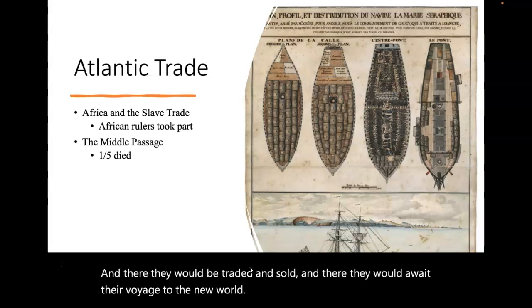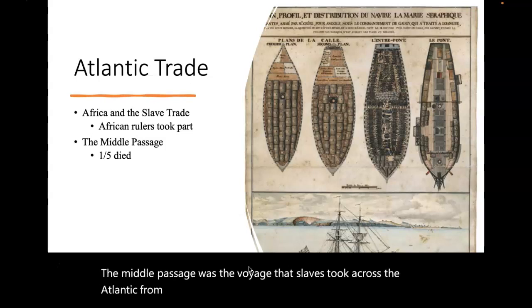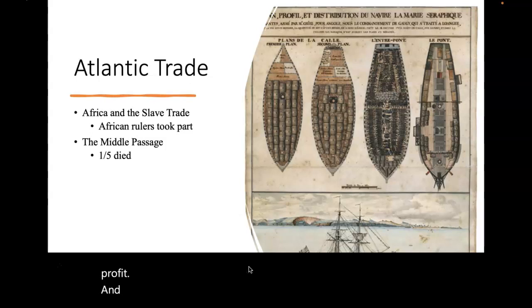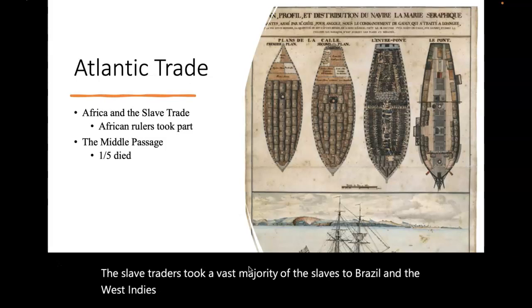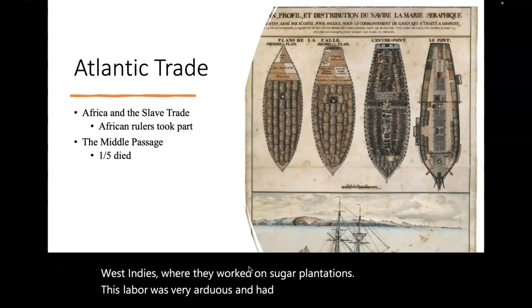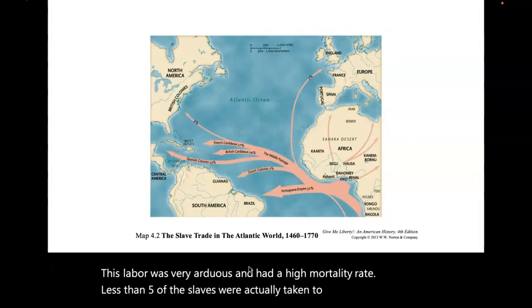The Middle Passage was the voyage that slaves took across the Atlantic from Africa. Slaves were crammed aboard ships for maximum profit, and roughly 1 in 5 died on this voyage. The slave traders took a vast majority of the slaves to Brazil and the West Indies, where they worked on sugar plantations. This labor was very arduous and had a high mortality rate. Less than 5% of the slaves were actually taken to what becomes the United States.